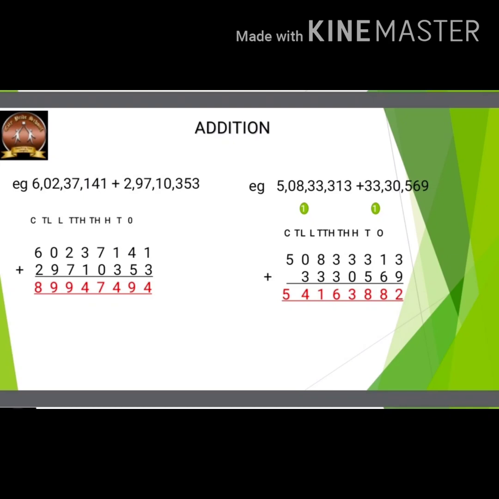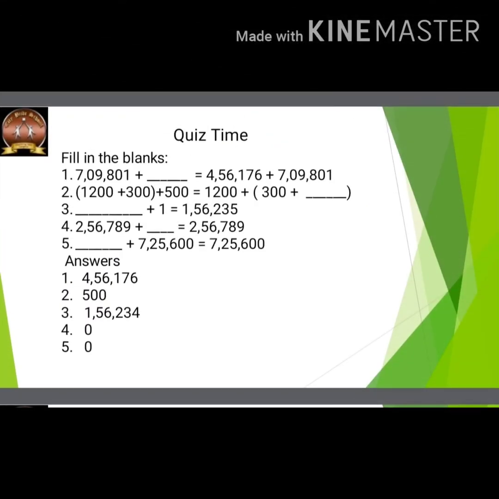5,08,33,313 plus 33,30,569. Here I get the answer as 54163882. I hope it's the same way that we do, only the thing is we are working with large numbers. Let's have a quiz time depending on the properties of addition.